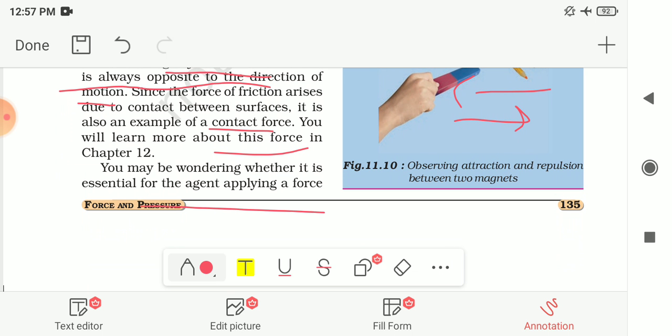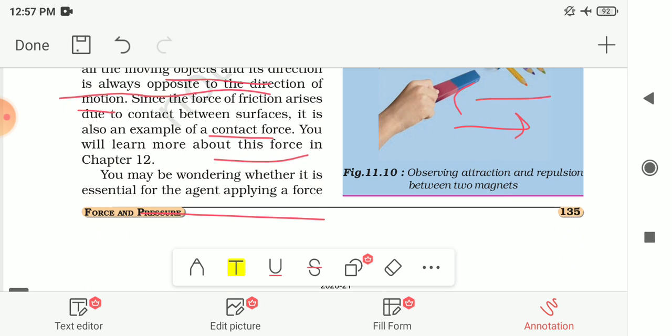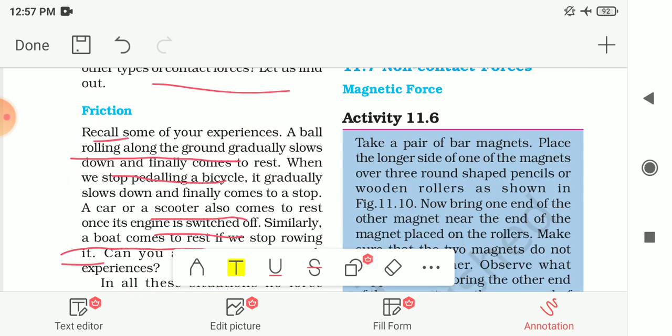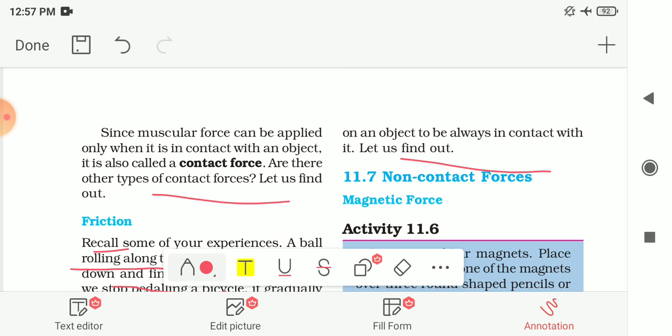Now you may be wondering whether it is essential for the agent, or you can say the factor applying a force on an object, to always be in contact with that object. That means, is it always necessary that contact should be there between two objects if we want to apply a force? So now let me find out whether, if the contact is not there between the two objects, we can apply a force, or the force is acting over there or not. So for that, the next type of force given here is non-contact forces.